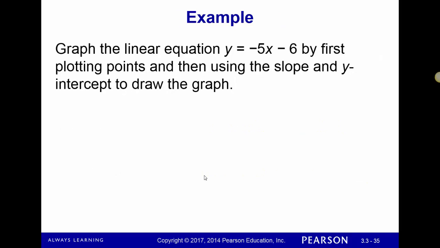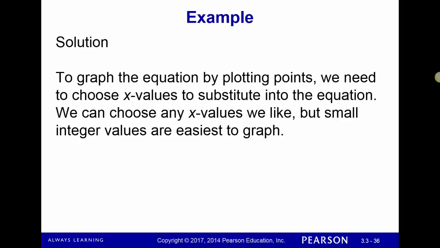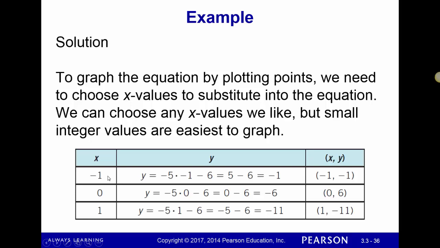Graph the linear equation y equals negative 5x minus 6 by first plotting points and then using the slope and the y-intercept to graph. So to plot points, we want to choose x values that we like, but small integer values are easiest to graph. So let's take negative 1. If I go back into the equation and substitute in negative 1 for x, I get y equals negative 1, so there's my point.